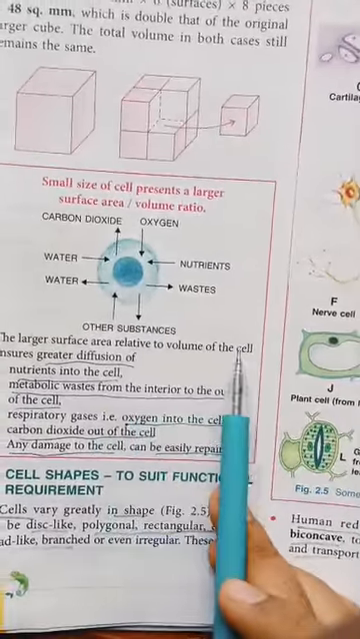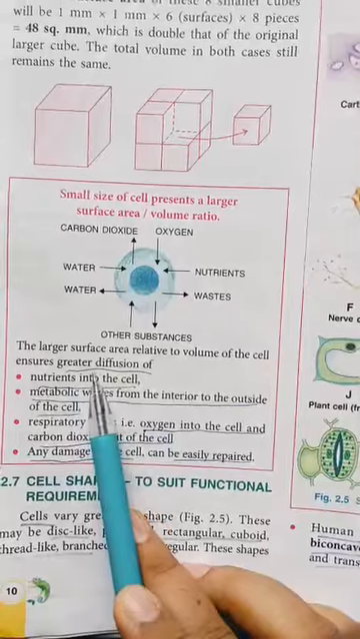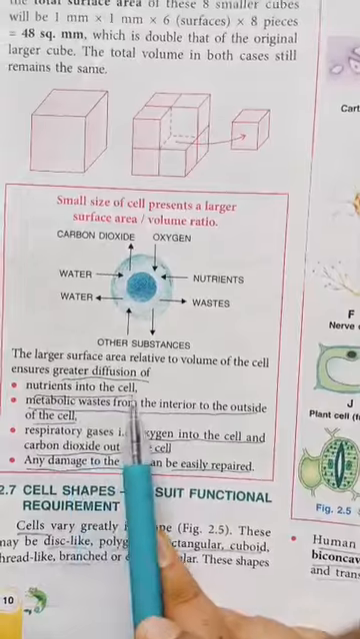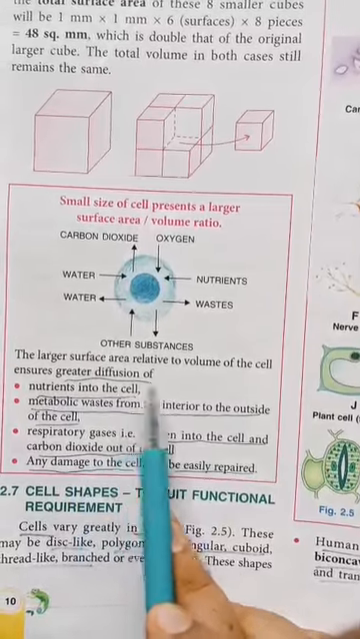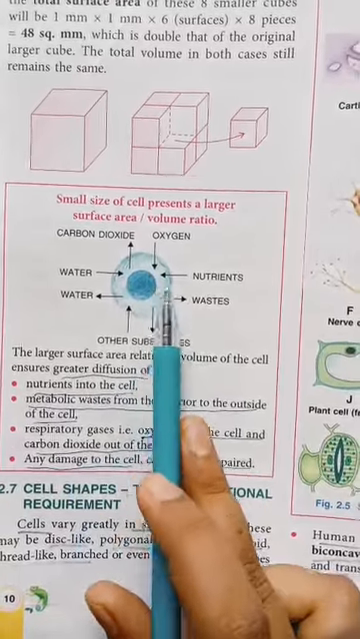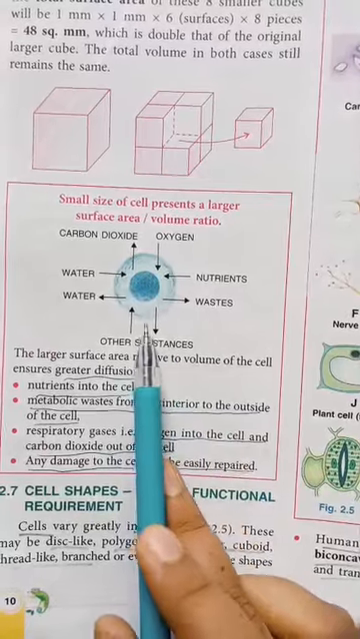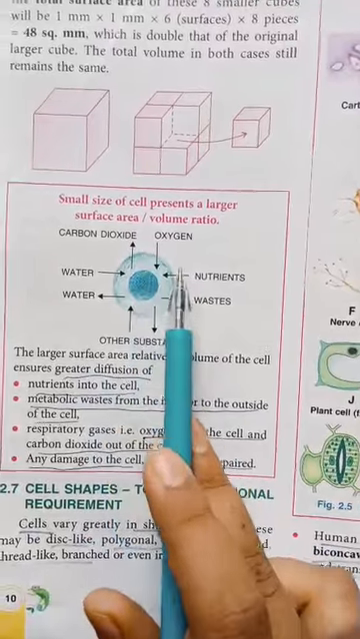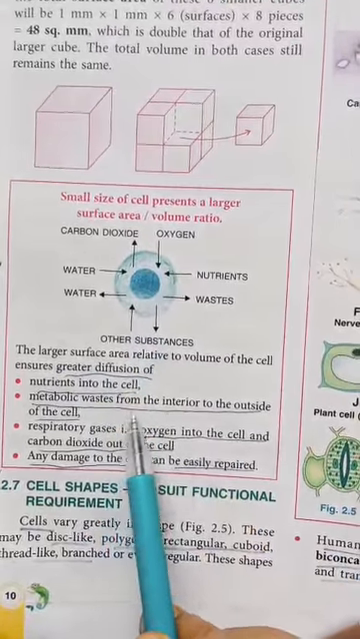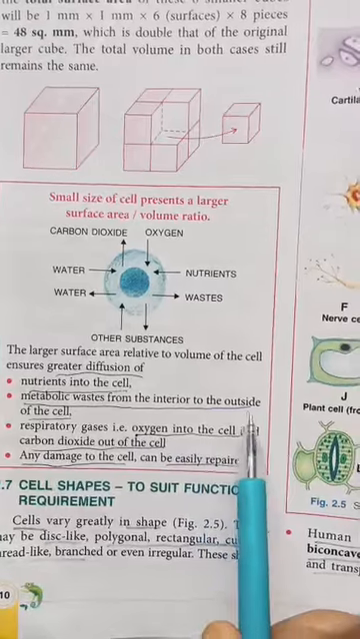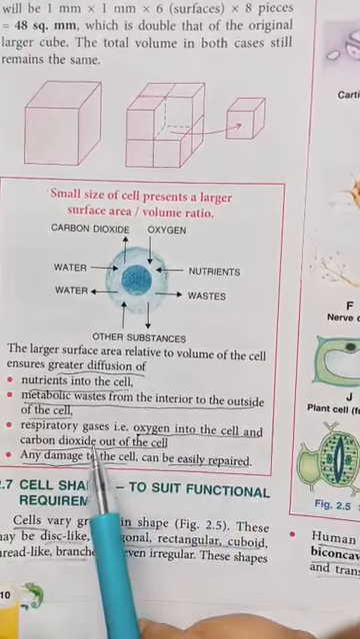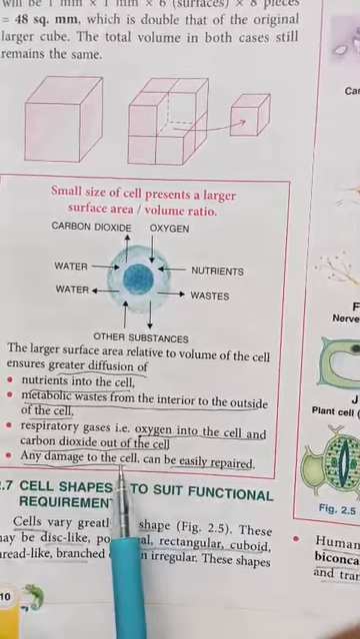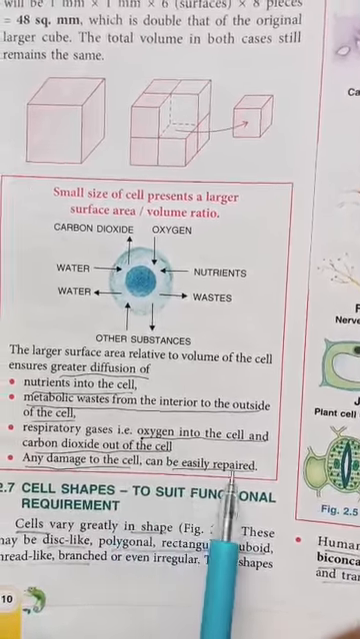A larger surface area relative to the volume of the cell ensures greater diffusion. The more the surface area, the more diffusion of nutrients into the cell. For example, nutrients come in, waste goes out, water comes and goes, carbon dioxide goes out, and oxygen comes in. Metabolic waste passes from the interior to the outside of the cell. Respiratory gases like oxygen go into the cell and carbon dioxide goes out. Any damage to the cell can be easily repaired.